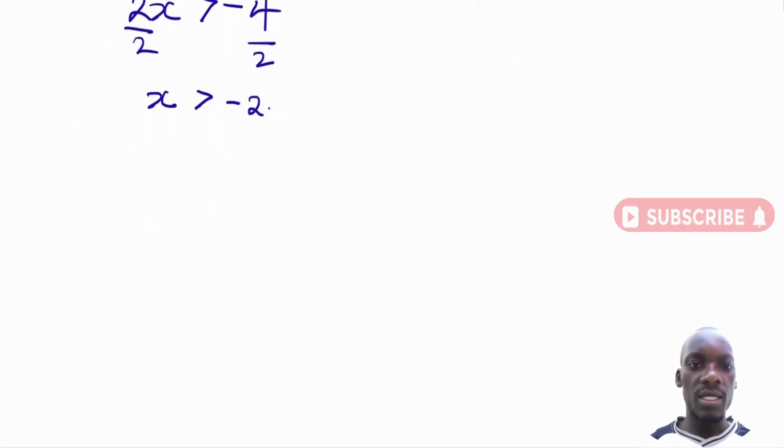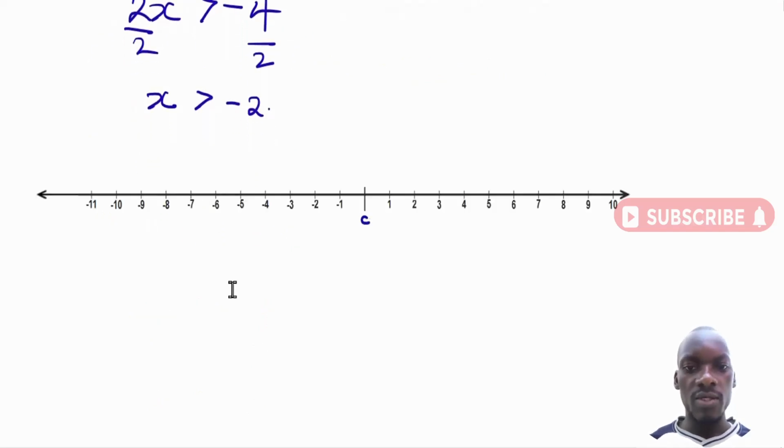Let us now represent this on the number line. At this point we have 0. Then we trace where negative 2 is. Negative 2 is at this point. Then are we supposed to shade? No, because this is just a greater than symbol. Then we consider the two immediate numbers, negative 3 and negative 1. Which one is greater than negative 2? The answer is negative 1. That means this inequality should be represented in this way. That is the direction, and it continues in that way. And this is the x being greater than negative 2.